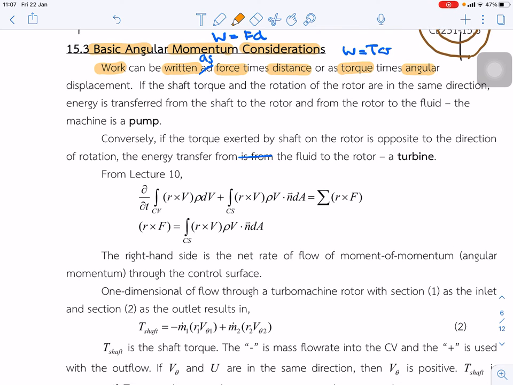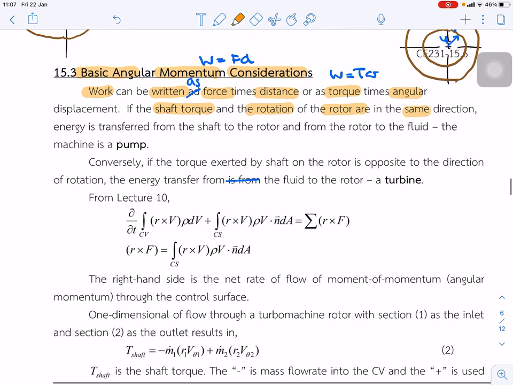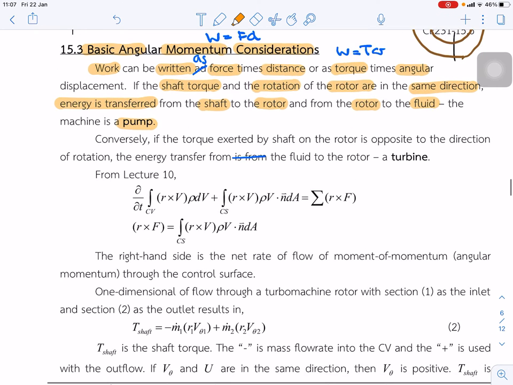If the shaft torque and rotation of the rotor are in the same direction, energy is transferred from the shaft to the rotor and from the rotor to the fluid. In this case, the machine is a pump. Conversely, if the torque exerted by the shaft on the rotor is opposite to the direction of the rotation, energy is transferred from the fluid to the rotor. In this case we call it a turbine.